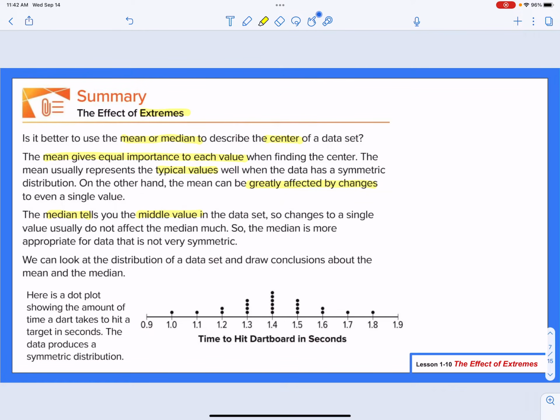Okay, so here's a dot plot showing the amount of time a dart takes to hit a target in seconds.